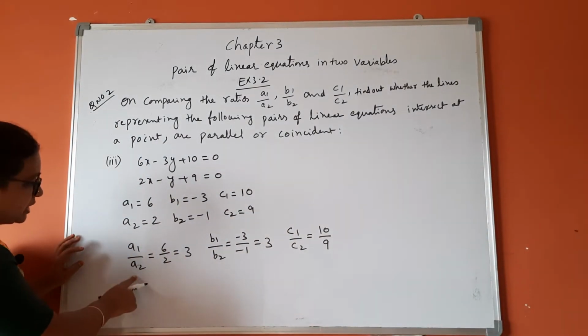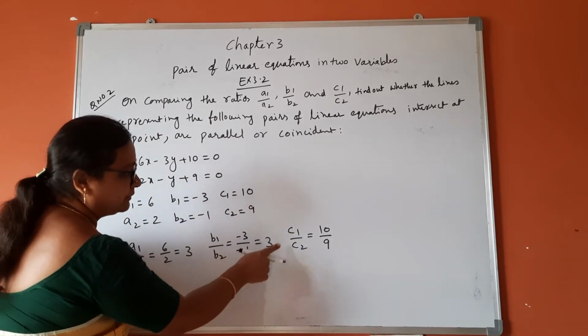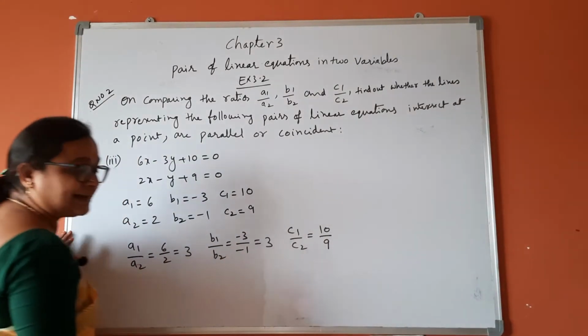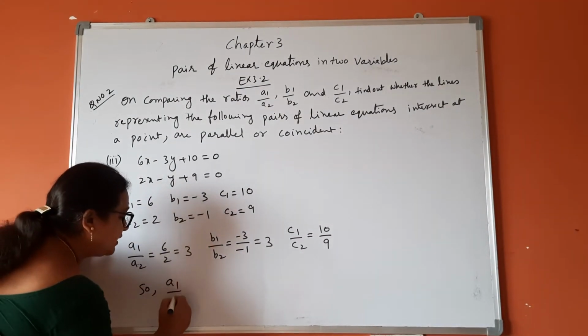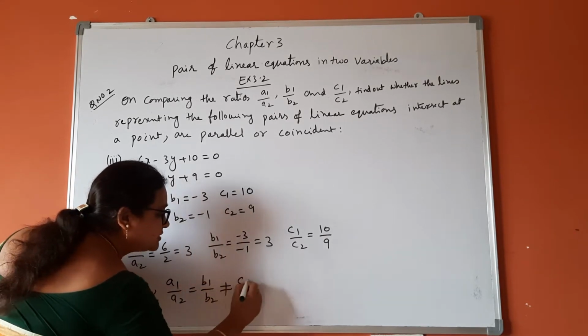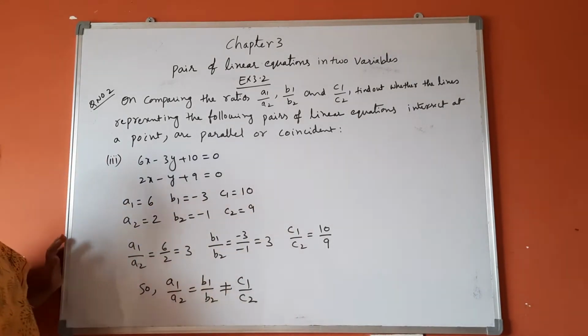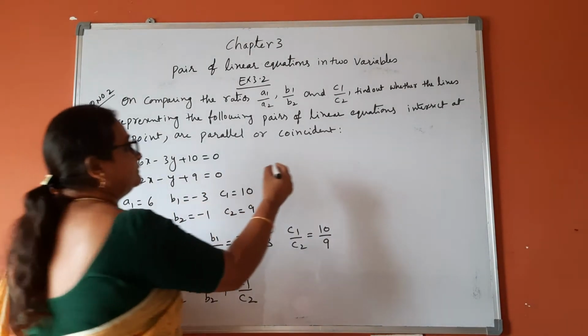So, A1 by A2 is equal to 3, B1 by B2 is also equal to 3, but C1 by C2 is 10 by 9. So, A1 by A2 is equal to B1 by B2 but not equal to C1 by C2. Therefore, the given lines are parallel lines.